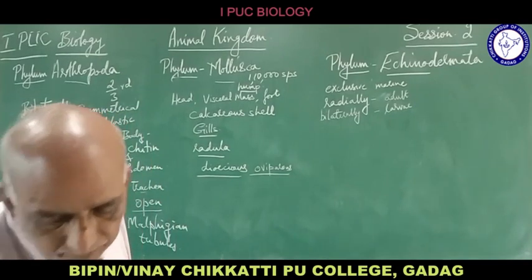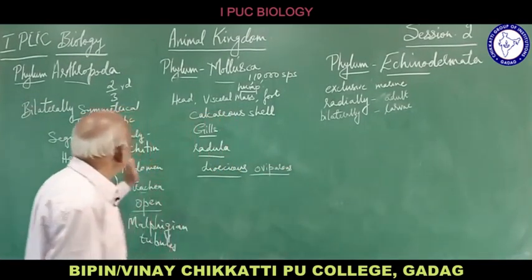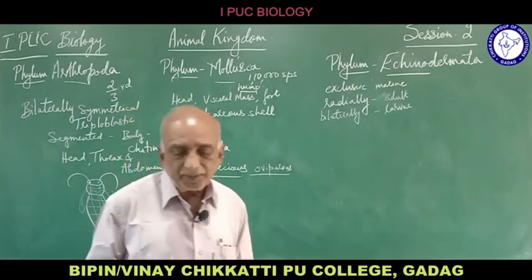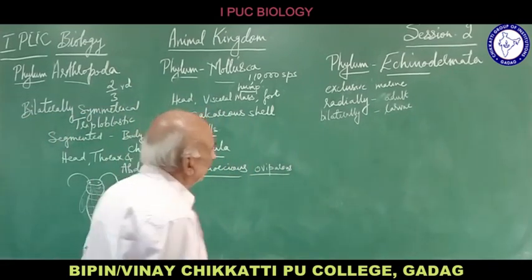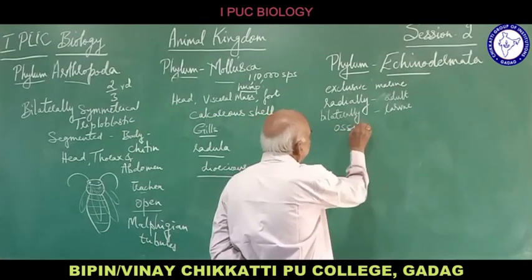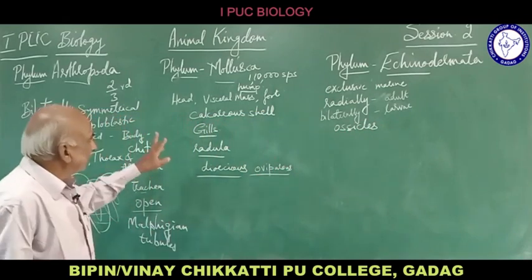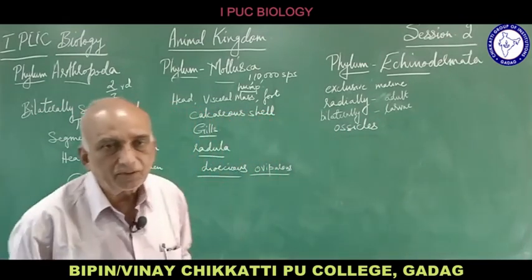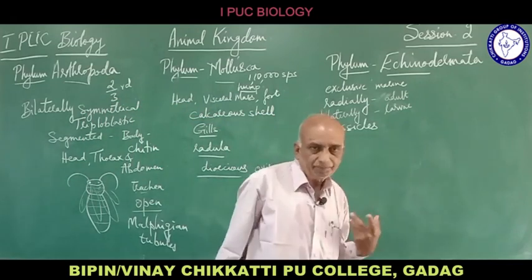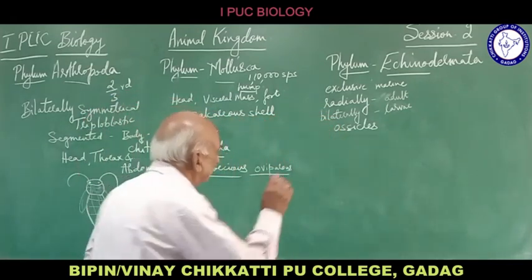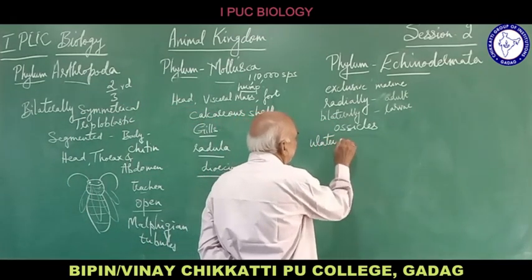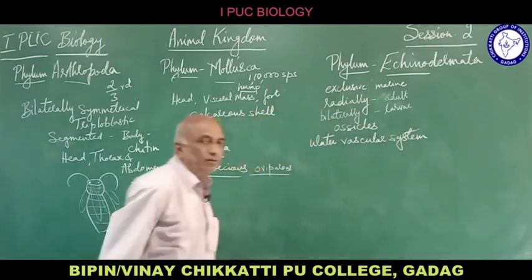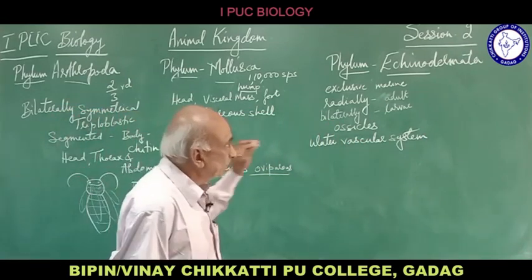Then another important thing is, these are coelomates. So all these are almost coelomates. That means they have a true coelom. Then the skeleton: here the skeleton is made up of structures which are called ossicles. As the calcareous shell is there, the endoskeleton is made up of structures called ossicles. They are also made up of calcium. Another important structure in this is a special type of system in this body called the water vascular system. Now this water vascular system is a characteristic feature of this phylum.